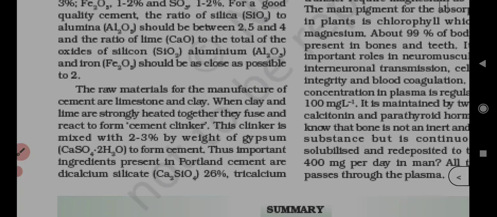Uses. Cement has become a commodity of national necessity for any country next to iron and steel. It is used in concrete and reinforced concrete, in plastering, and in the construction of bridges, dams, buildings, and construction of everything.